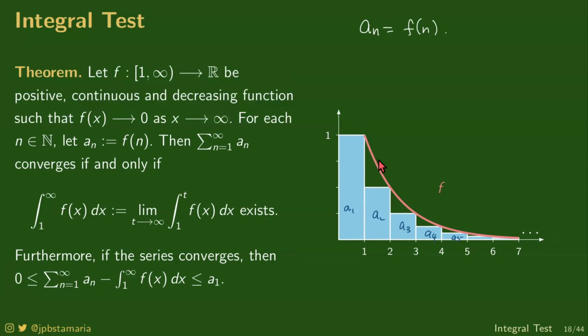We have the following test. If and only if kasi ito yun. Matindi to, if and only if. Ano yung sabihin ng if and only if? Pag nag-hold yung isa, mag-hold yung isa. Pag false yung isa, false yung isa. Ano yung dalawang statements? This infinite series of blue rectangles converges if and only if this improper integral converges. Sabihin yung improper integral na to ay nag-exist.